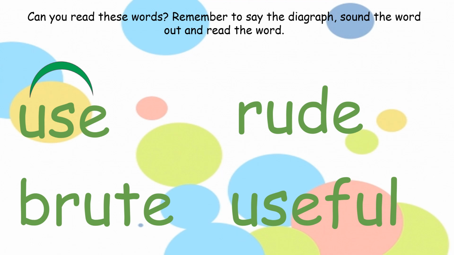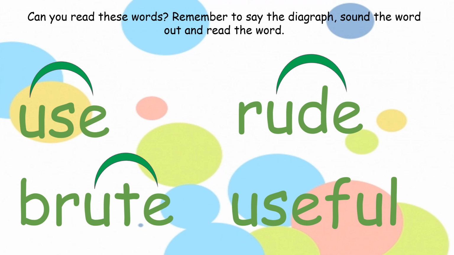Now let's look at your second word. Can you spot the digraph? Ooh. Now let's use our sounds. D, rude. The third word, sorry. Can you spot your oo sound? There it is. We have oo. Now let's sound out the word.